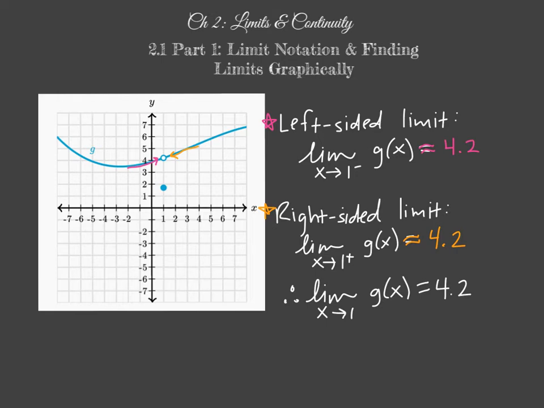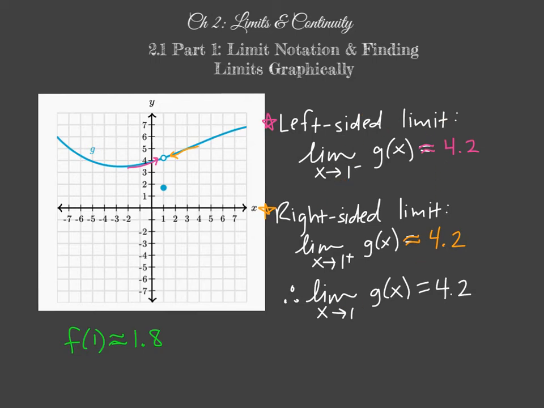Now, on a separate idea, you realize that our function value, when we plug in x is 1, doesn't equal 4.2. It equals this value here, like 1.8-ish. So here's a separate idea. g of 1, the exact value when we plug in 1, is, again, approximately, let's say 1.8. It's different. But again, the limit is not about what we are at exactly that x value.